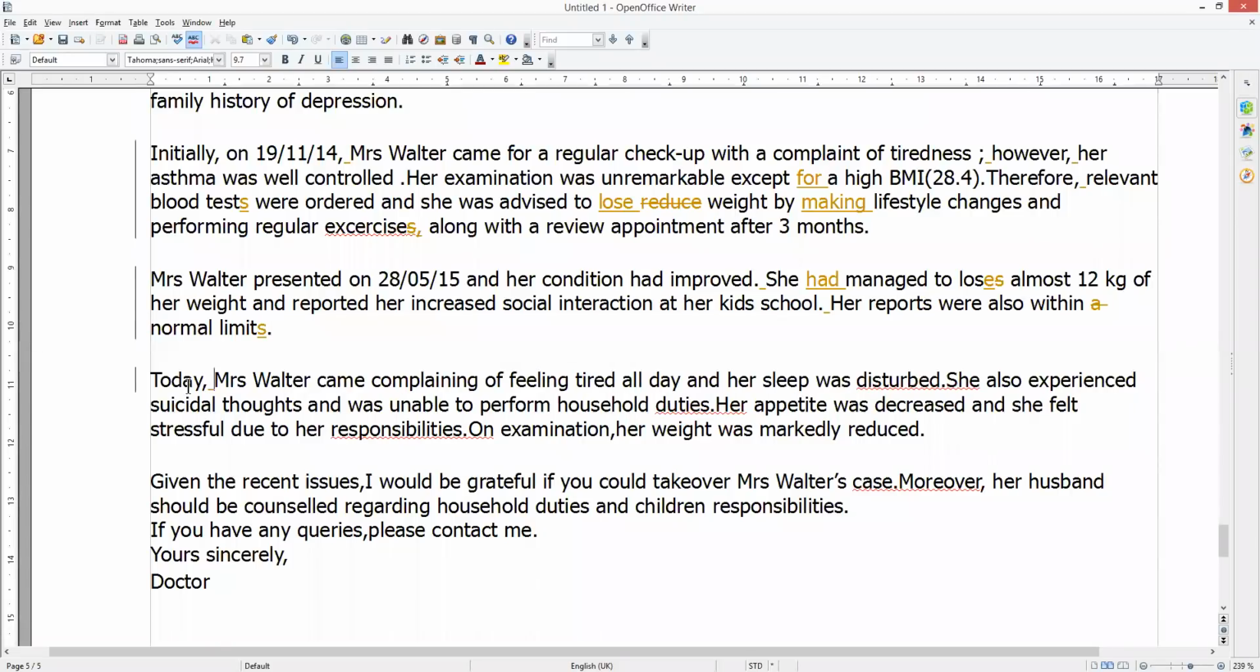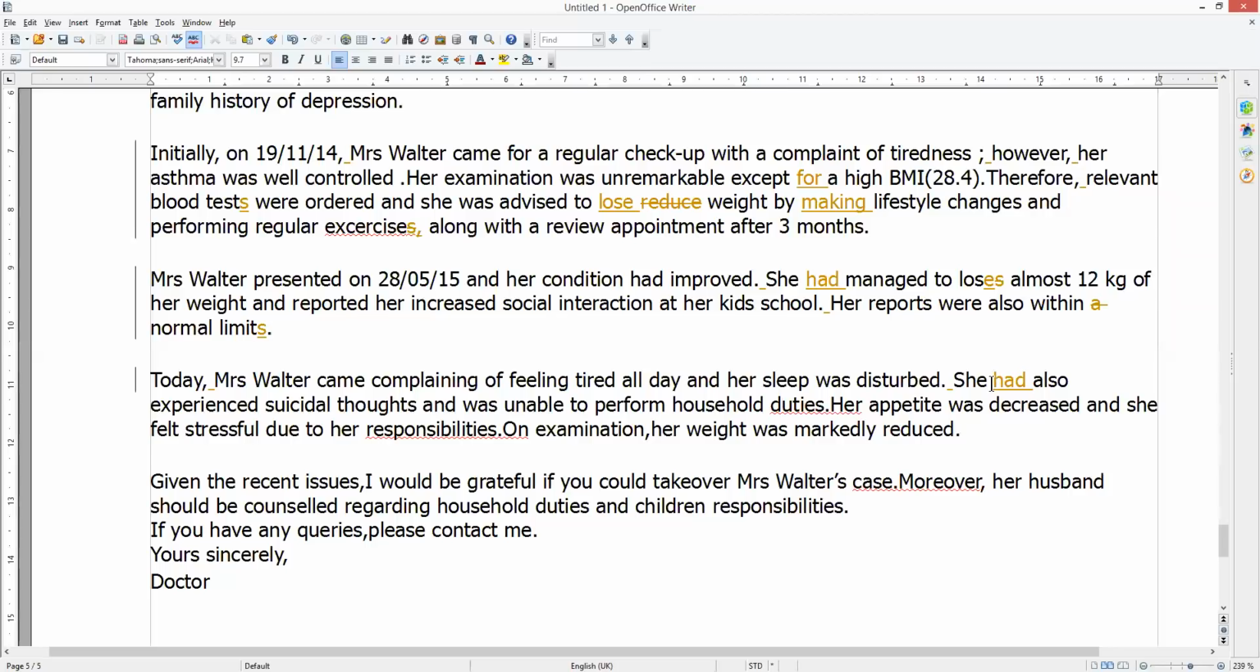Today, Mrs. Walter came complaining from tired all day, and the sleep was... feeling tired all day and with disturbed sleep in general. She also experienced suicidal thoughts. And I would probably make this past perfect. She also had experienced, because she came. That's in the past. And she also experienced, that means that she kind of experienced them when she came. So that's probably not true. So she experienced them before. So make that past perfect. If you'd also experienced it on the part-time duties, appetite was decreased. Was decreased by whom? Had decreased.